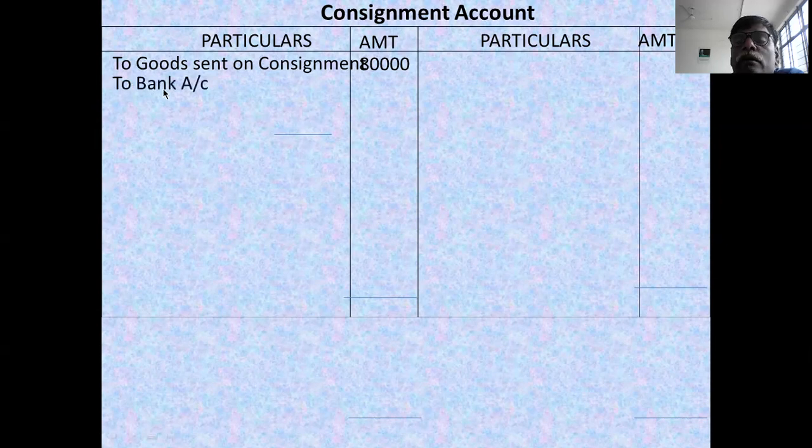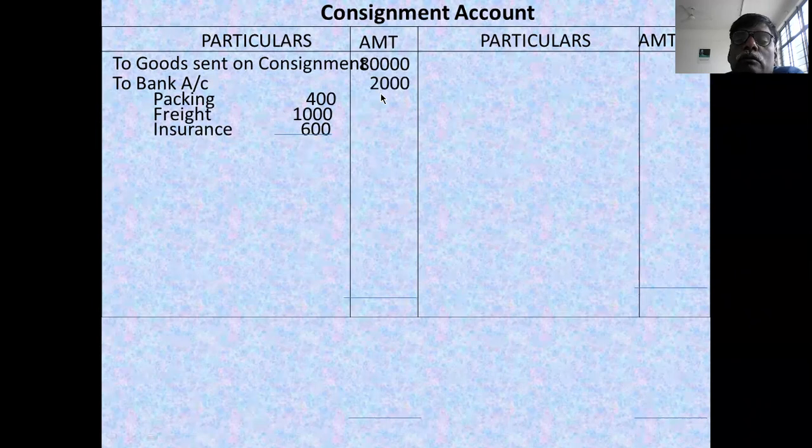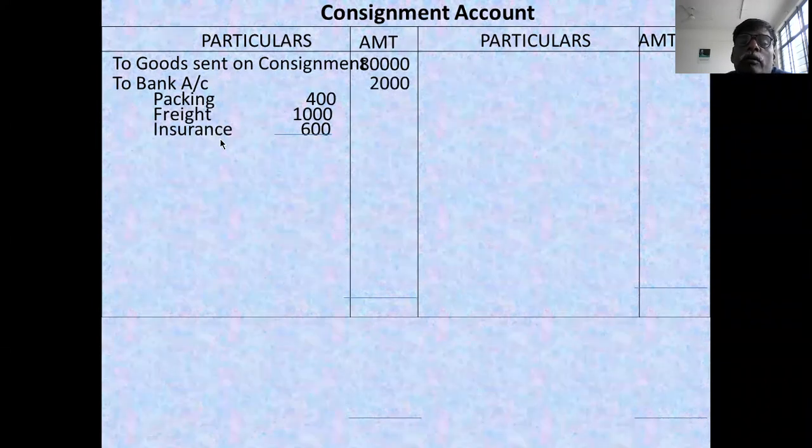Second item, expenses paid by consignor. Expenses paid by consignor is the second item. To bank. Under to bank, you write 3 items. Expenses paid by the consignor, 3: first is packing, second is freight and forwarding, third is insurance. Three items consignor paid. Total of this is 2,000. Clear? First item completed. Second item completed.